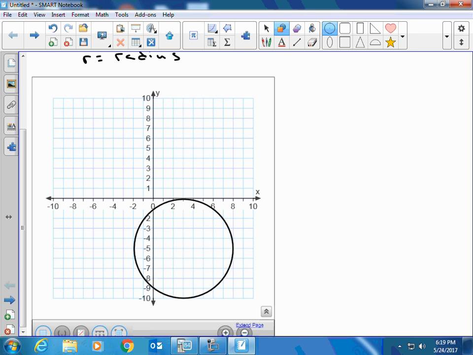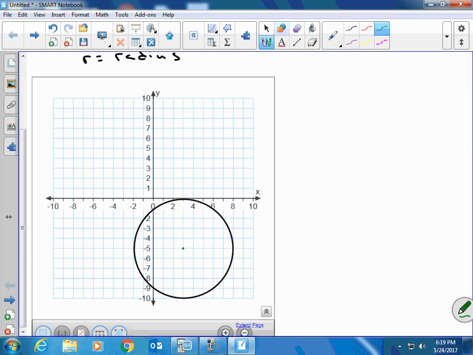Okay, first thing, where's my center? Looks like the center is right there. How do I know? Well, it has to go the same distance out in every direction, right? So let's just count. So there's my center. I'm going to go out 1, 2, 3, 4, 5 up. 1, 2, 3, 4, 5 right. 1, 2, 3, 4, 5 down. Looks like 5 is my radius.